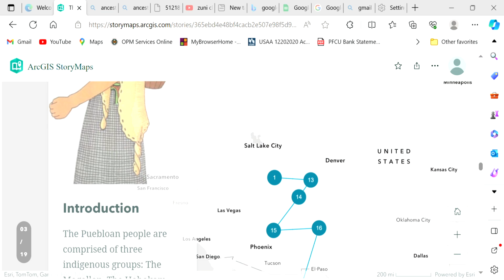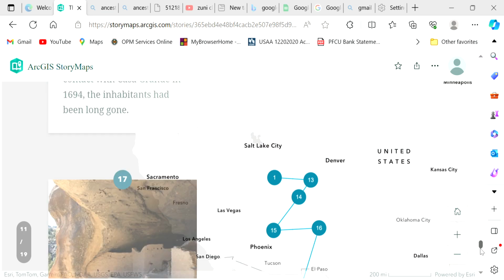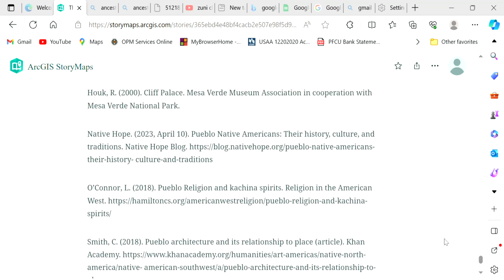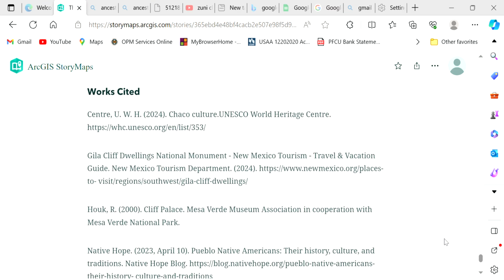And again, it added an entire second one. So I guess you can definitely get the information, if that makes sense. And this is the works cited page.